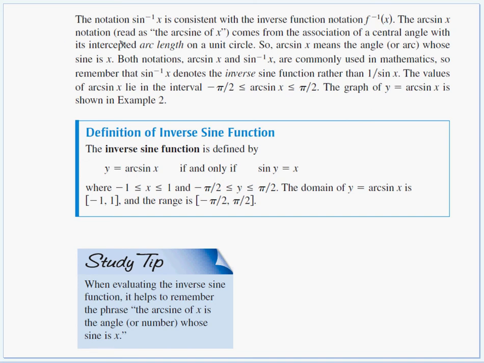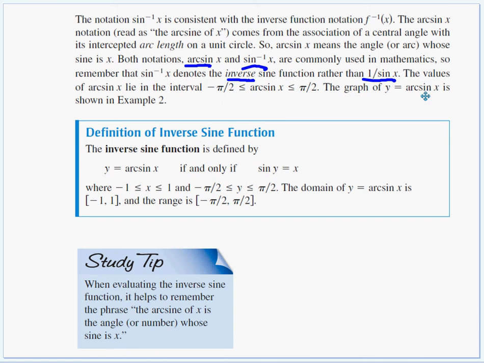So this notation, sine inverse x, is consistent with the inverse function notation f inverse of x. The arcsine x notation, which is read as, quote, the arcsine of x, comes from the association of a central angle with the intercepted arc length on the edge of the unit circle. So arcsine x means the angle, or the arc, whose sine value is x. Both notations, arcsine and sine inverse, are commonly used in math, so remember that sine inverse x denotes the inverse sine function rather than 1 over sine. The values of arcsine x lie in the interval from -0.5 pi to +0.5 pi. The graph of arcsine is shown in example 2.